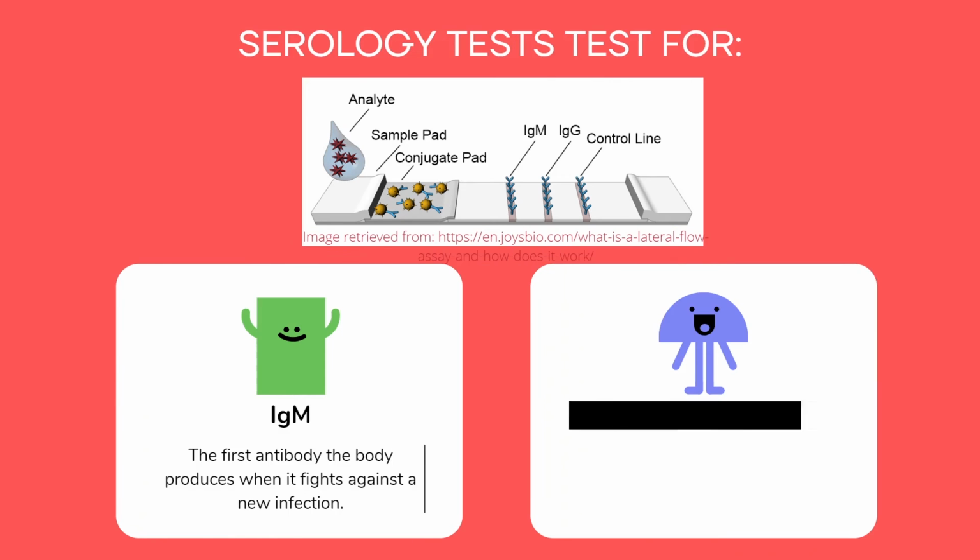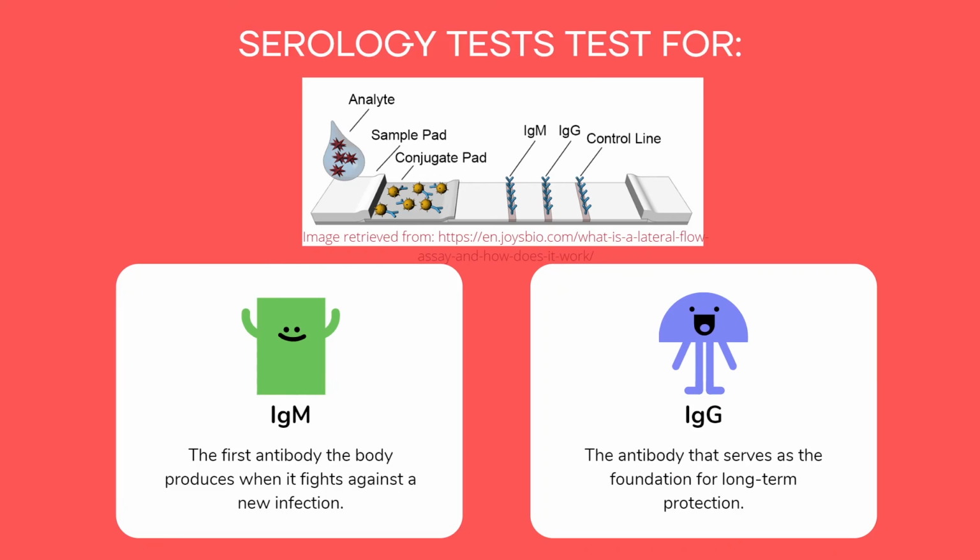The first antibody produced by the body when it fights a new infection is immunoglobulin M, or IgM. IgM antibodies provide short-term protection against the new infection. This is followed by IgG antibodies that can take a lengthier time to form, but are the foundation for long-term protection to prevent reinfection. IgM antibodies dwindle as time progresses post-exposure, such that they almost disappear from the blood after a few months. However, IgG antibodies can last for years, which is why some serology tests test only for IgG.